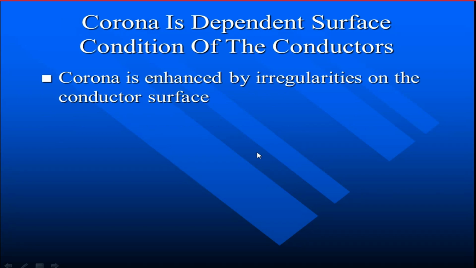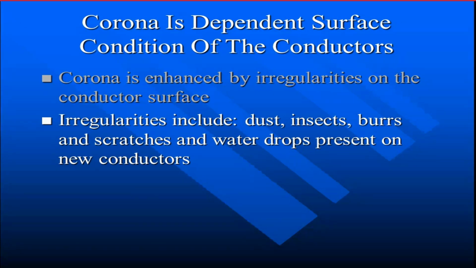So let us talk about the effect of surface condition on corona. Corona is enhanced by irregularities on the conductor surface. We have already discussed that if the surface is not regular, it is not proper, and in that case it may cause corona. And what is the reason for irregularities on the conductor surface? It is nothing but dust, insects, burrs, scratches, and water drops present on a new conductor.